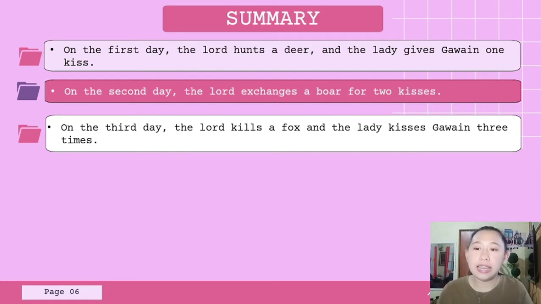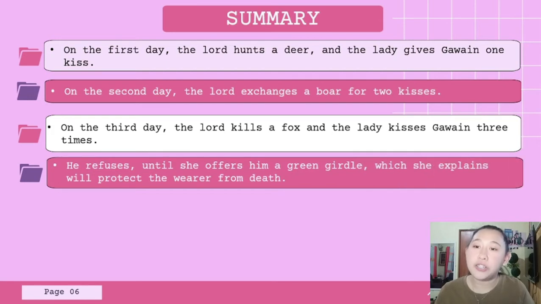Furthermore, the lady asks for a love token from Gawain. When he claims he has nothing to give, she starts offering him tokens of her own. All the tokens are refused by Gawain, until she offers him a green girdle, which she explains will protect the wearer from death. Hopeful that the girdle might protect him from the Green Knight, Gawain accepts. He hides it under his clothes to keep it secret from the Lord.